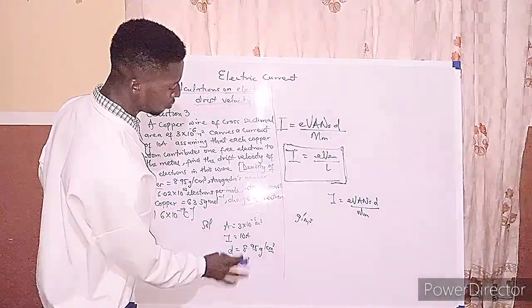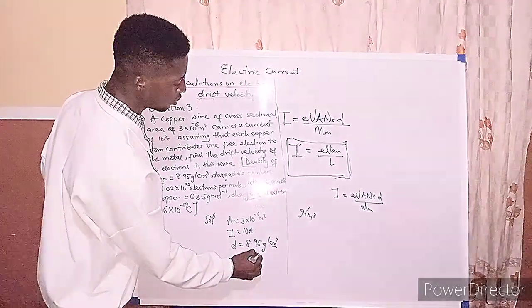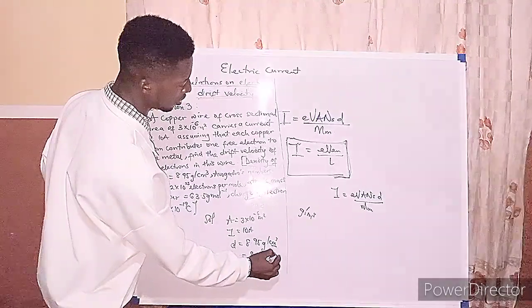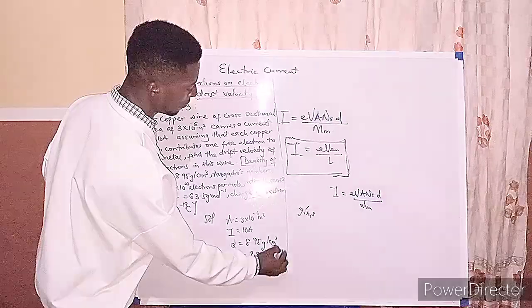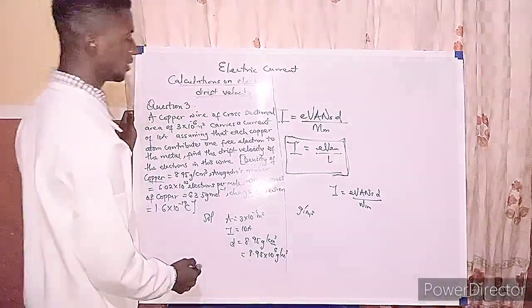It changes to 8.95 times 10 raised to the power 6. Million is power of 6. So we have gram per what? Meter cube, not cm cube.